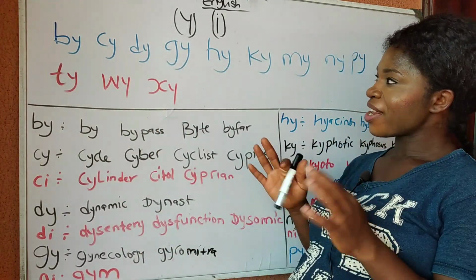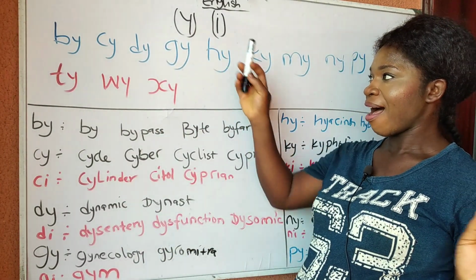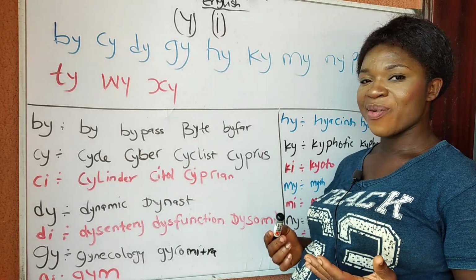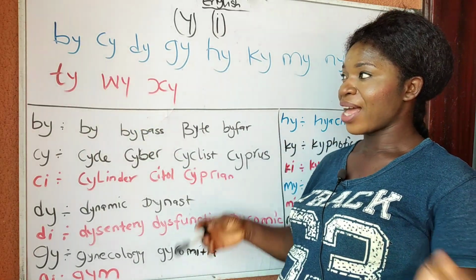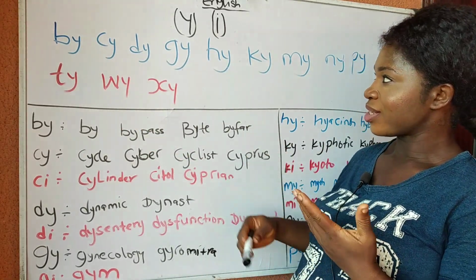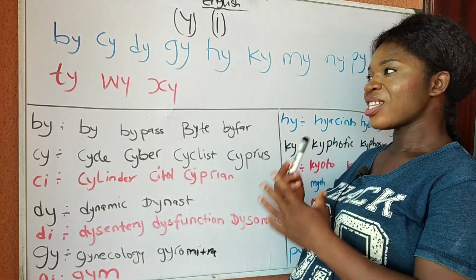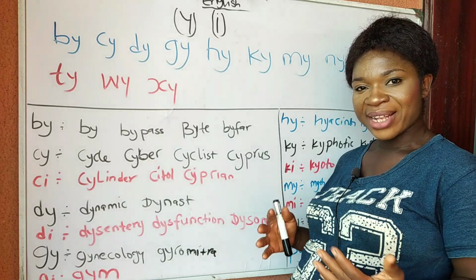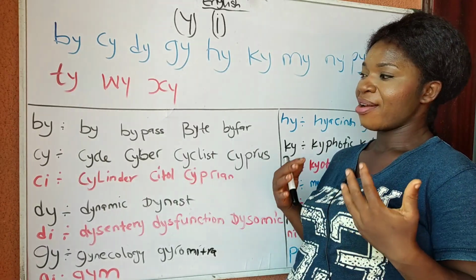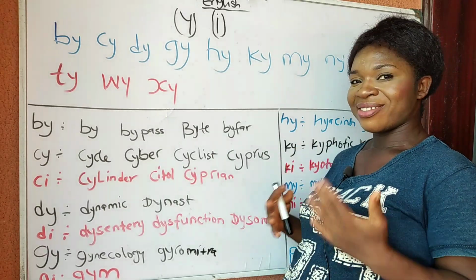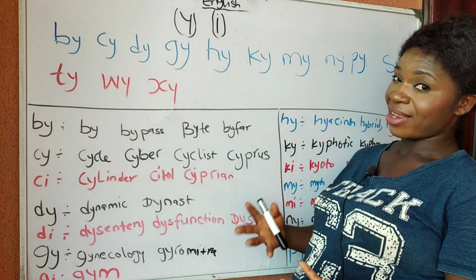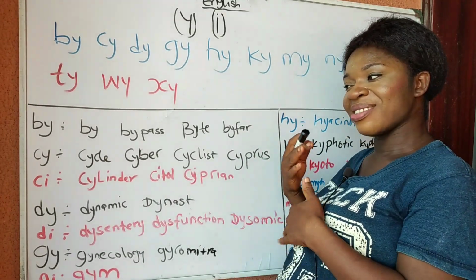Alright, so right here on the board I have Y and I, because sometimes you see a word having Y after the first initial, but it is being pronounced with the sound I. So today's video I want us to look at some of the words that you can see appearing like that, and sometimes the reason why they can actually appear like that. Okay, so let's look at those words.